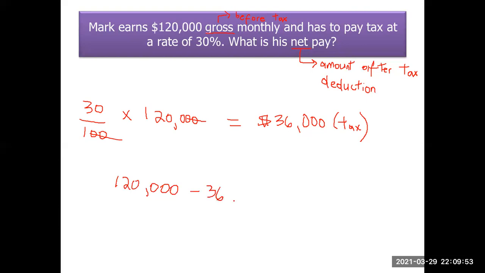And what do we get? And my dollar sign here. We got 84,000. All right, and this value is going to be his net pay because this is the amount of money that he's going to get after tax is deducted or after tax is taken out.